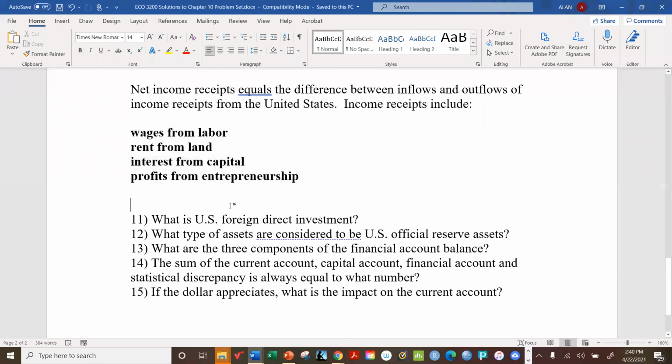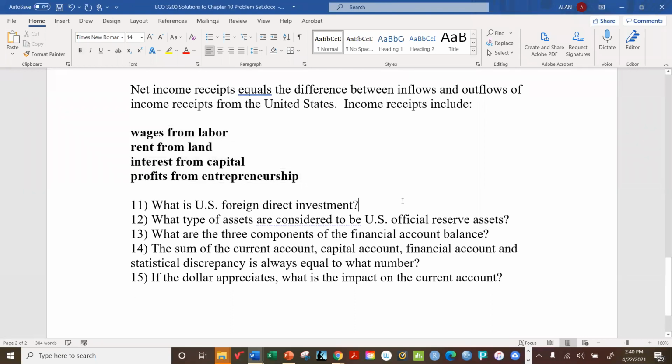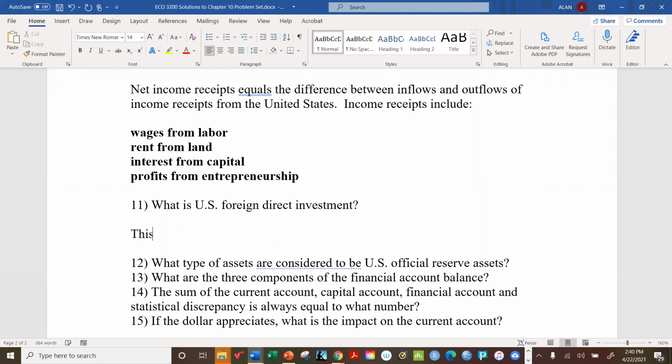Foreign direct investment means that this occurs when U.S.